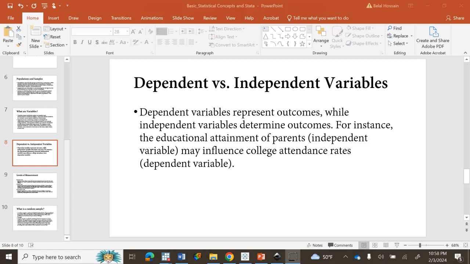So what is being influenced? College attendance rate, or college attendance. That is the outcome variable or dependent variable. And the independent variable is the one that is influencing, which is the educational attainment of parents. Okay, so just think about influence and outcome, or the cause and the effect.